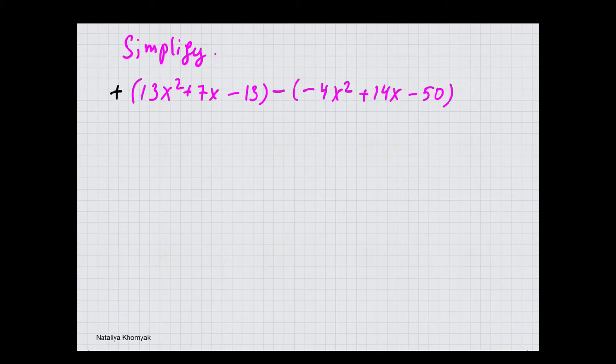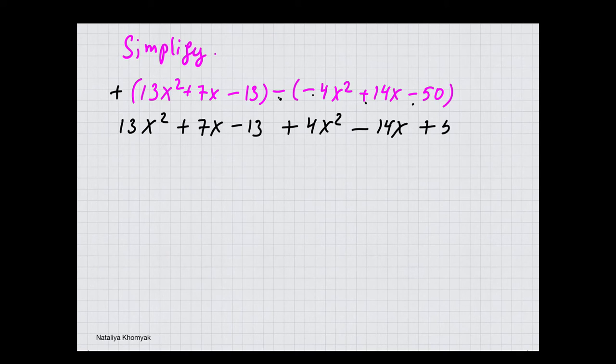So first parenthesis here is positive, you can just remove it. We have 13x to the second plus 7x minus 13. And for the second parenthesis, I'm going to distribute the sign. We have negative times negative. Positive 4x to the second. Negative times positive. Negative 14x. Negative times negative. Positive 50.